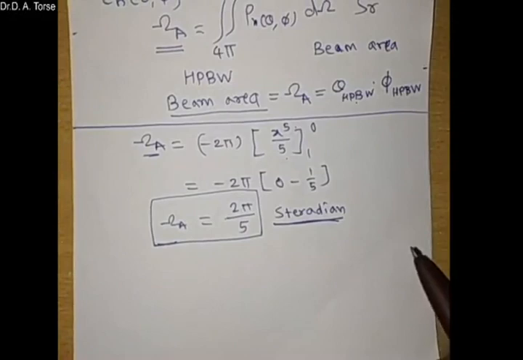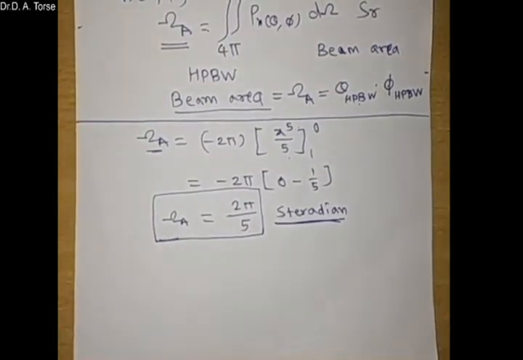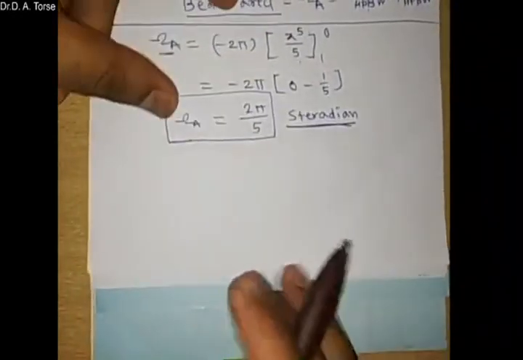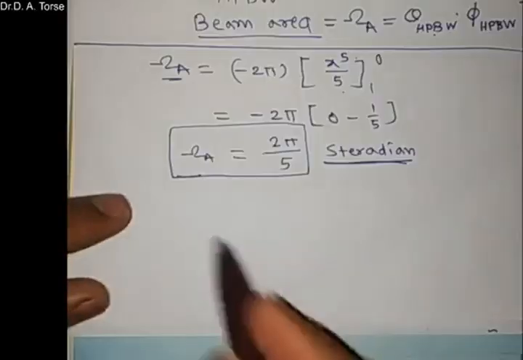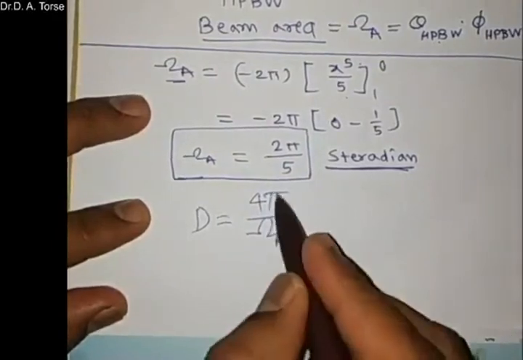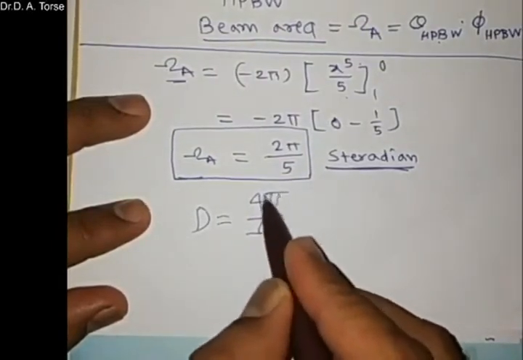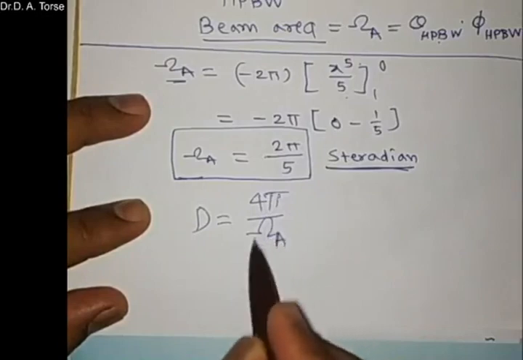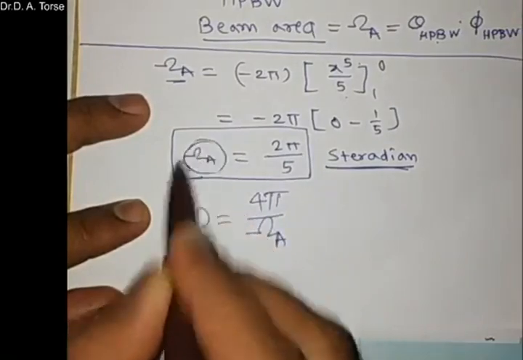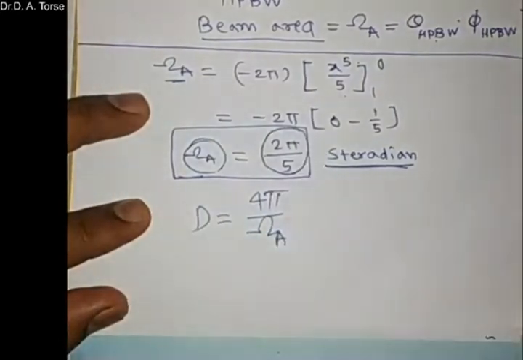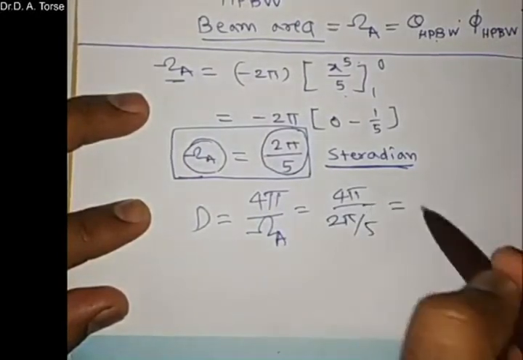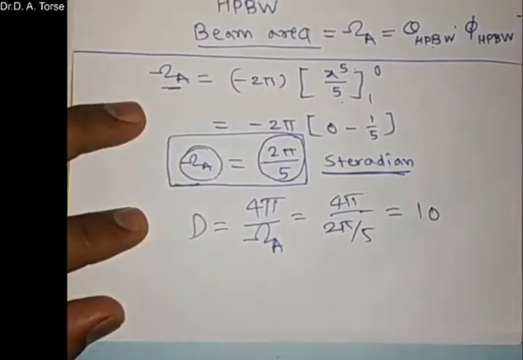Now this is one procedure by which we have found only omega A, but our aim is to find the directivity. As you know, directivity from beam area is defined as 4 pi by omega A. 4 pi is the beam area subtended by a sphere, and omega A is the beam area subtended by the given practical antenna. In our case, omega A is 2 pi by 5. So if we do the substitution, we get the directivity as 10.